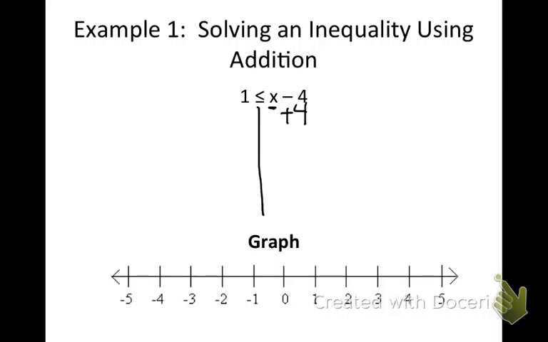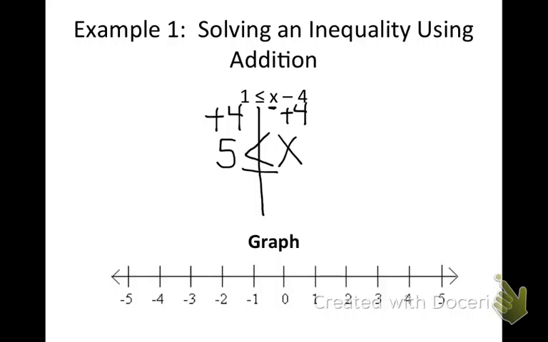So my x is all by itself on one side. Again, whatever I do to one side, I have to do to the other. So on this side, I'm going to add 4 as well. My negative 4 plus 4 becomes 0, so I just have an x on the right side. 1 plus 4 is 5. And I'm going to put my less than or equal to sign in there. So 5 is less than or equal to x.